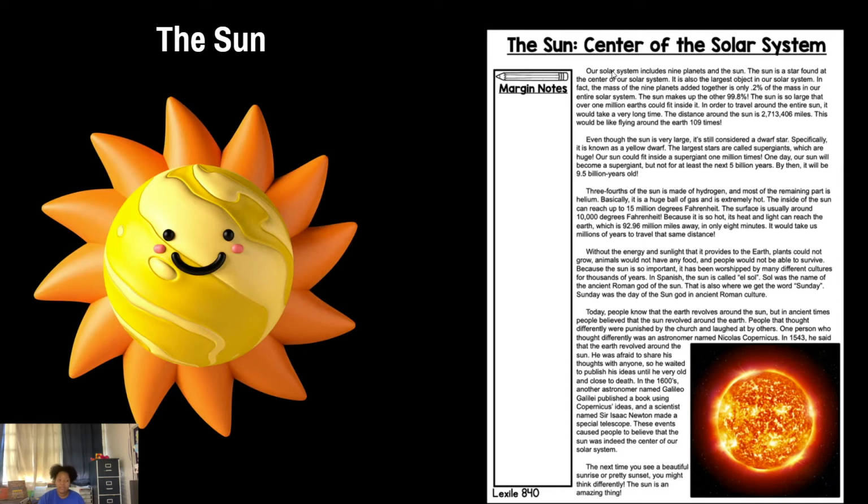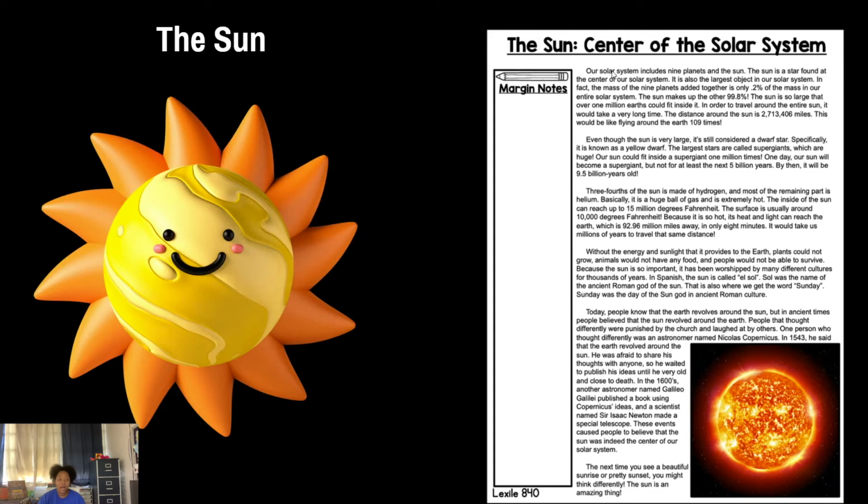3/4 of the sun is made of hydrogen, and most of the remaining part is helium. Basically, it's a huge ball of gas and is extremely hot. The inside of the sun can reach up to 15 million degrees Fahrenheit. I think I'm gonna stop complaining about our heat here in Mississippi. The surface is usually around 10,000 degrees Fahrenheit.